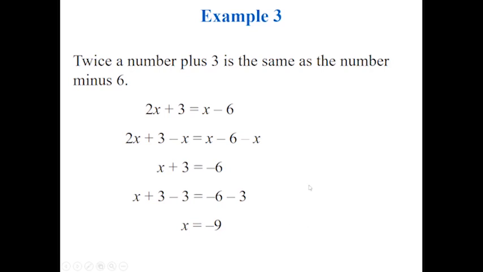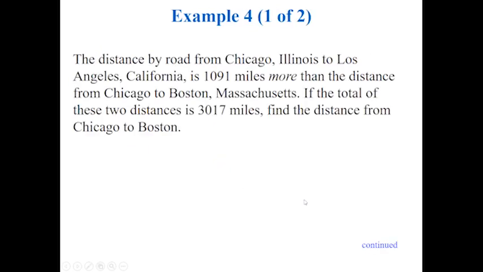Okay, so why are we in the PowerPoint presentation? We're in the PowerPoint presentation because of examples like example 4, where we have lots of words to look at. The distance by road from Chicago, Illinois to Los Angeles, California is 1,091 miles more than the distance from Chicago to Boston, Massachusetts. If the total of these two distances is 3,017 miles, find the distance from Chicago to Boston.